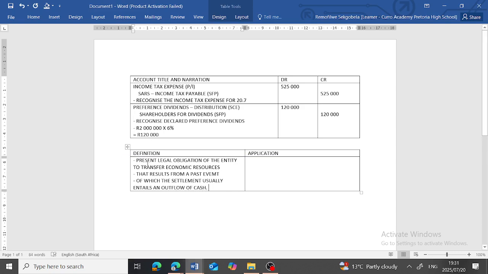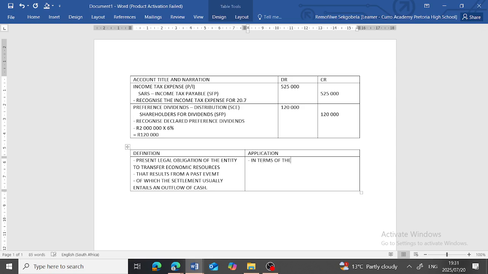So what is the definition of a liability? A present legal obligation of the entity to transfer economic resources that result from a past event, which then usually results in a settlement that entails the outflow of cash, because you probably need to pay someone. So in this context, who do we need to pay? The shareholders. So what are we going to say to justify?